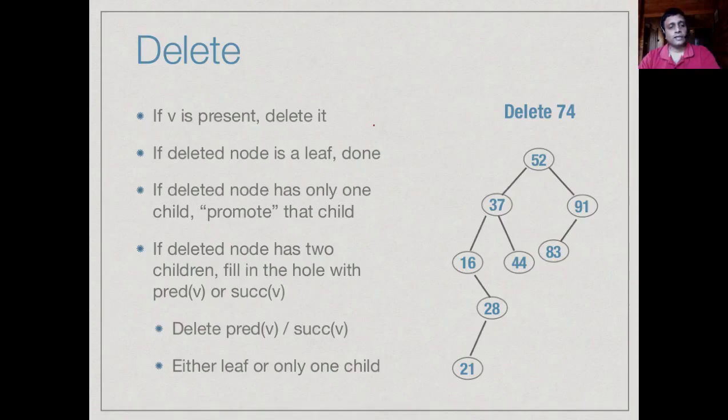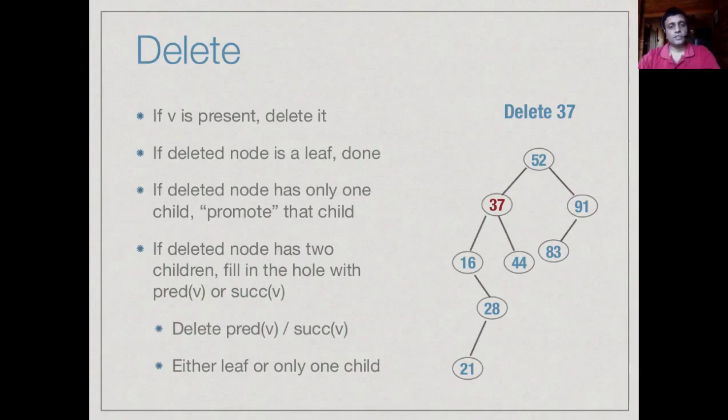Now what if the deleted node has two children? Supposing we want to delete 37, that is this one. So we identify 37. Now 37 must go, but we can't arbitrarily restructure the tree because we'll have two children and we don't know what to do with them. So one strategy that works is to make a hole there, remove the 37, and replace it by either its predecessor or its successor.